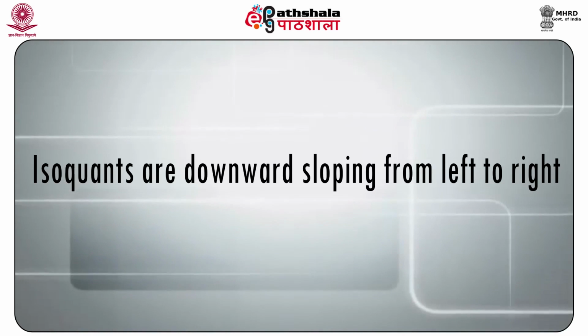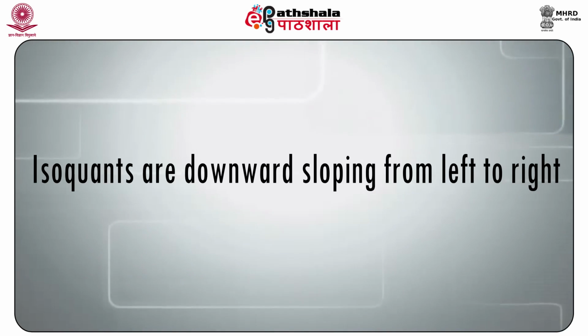Let us now understand the properties of isoquants. The following are the main properties of isoquants. First, isoquants are downward sloping from left to right. Isoquants have a negative slope because if a firm wants to employ more units of one factor, then it has to reduce the units of the other factor to produce the same level of output.